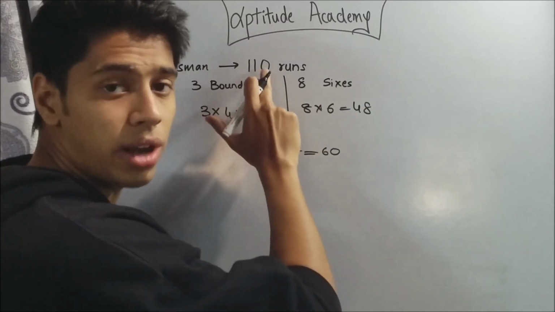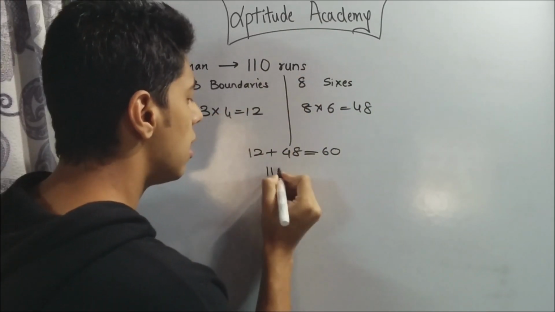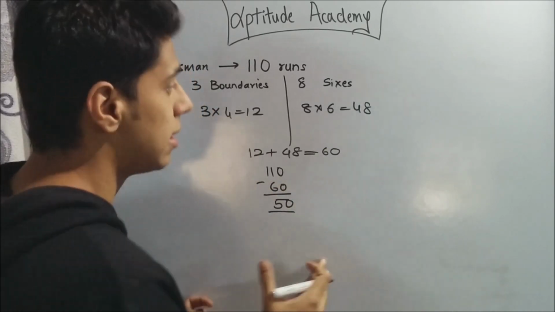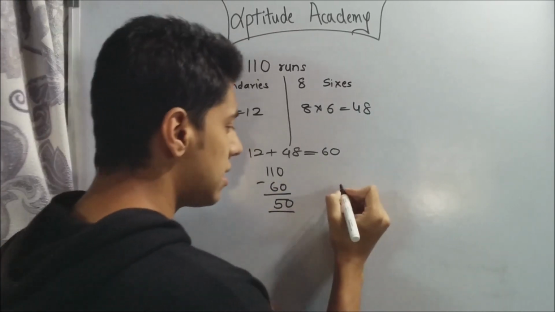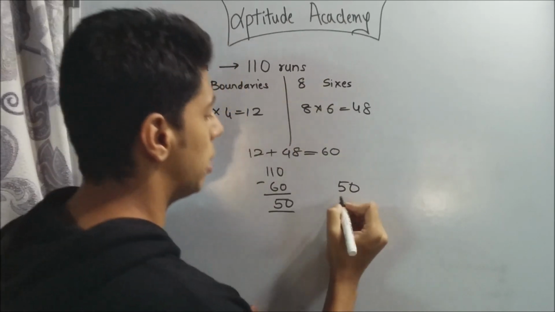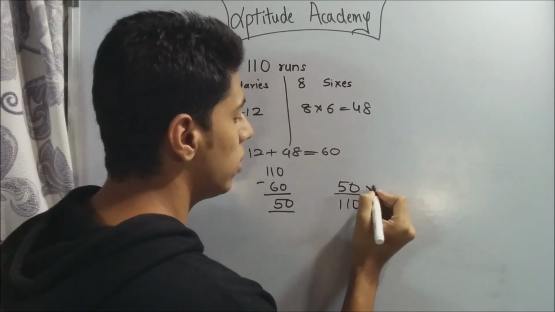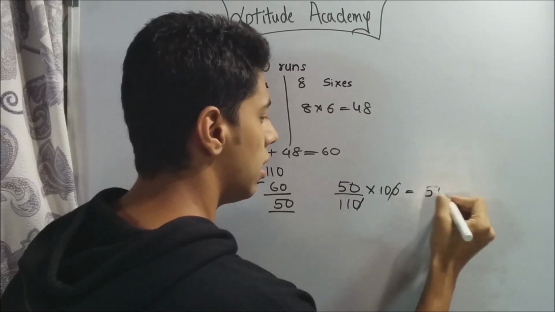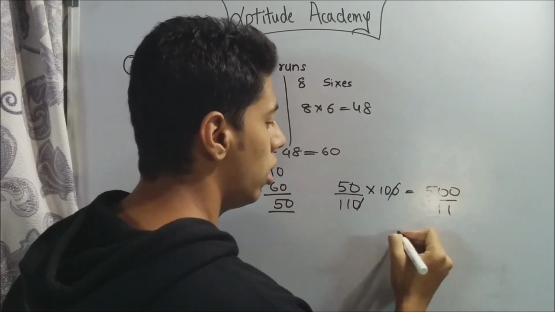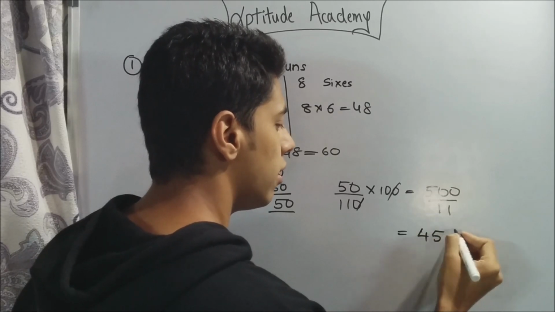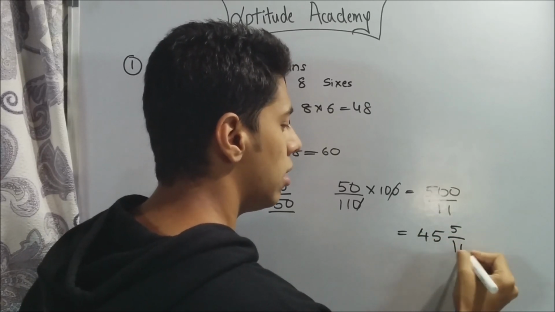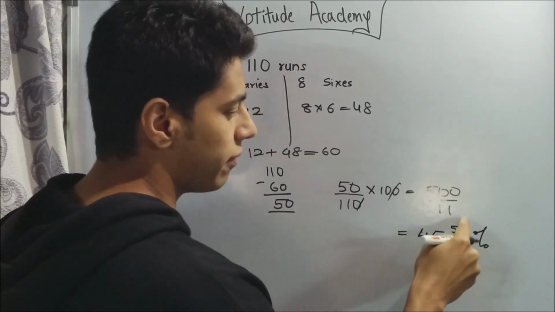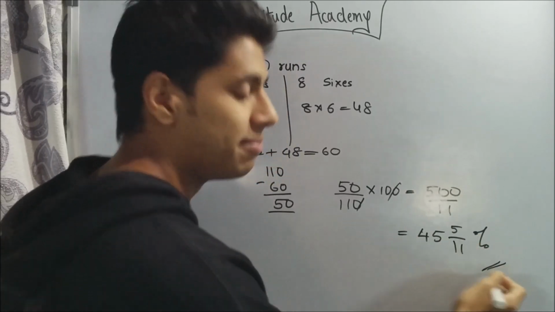But altogether he scored 110 runs. So the remaining runs are 50 runs that he scored running in between the wickets. They've asked you for the percentage. So you will take this number 50 divided by the original number, 110, into 100. This comes out to be 500 by 11 or 45 5 by 11%. That is 11 into 45 is 495 plus 5. So 500 by 11. This is your answer.